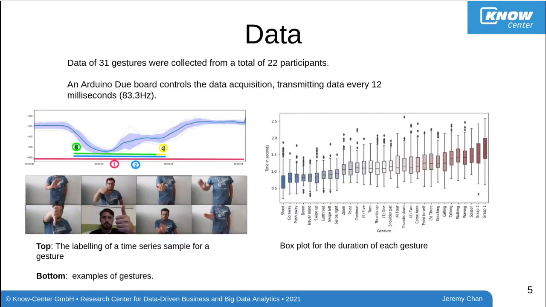Data of 31 gestures were collected from a total of 22 participants. For each gesture, the participant is first shown a video clip of how to perform it. They then perform the gesture either 5 or 10 times whilst being recorded.